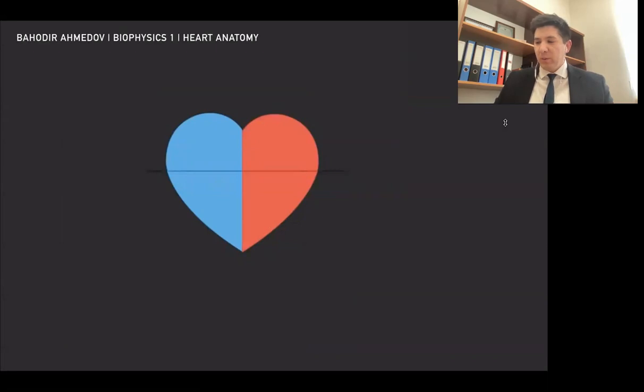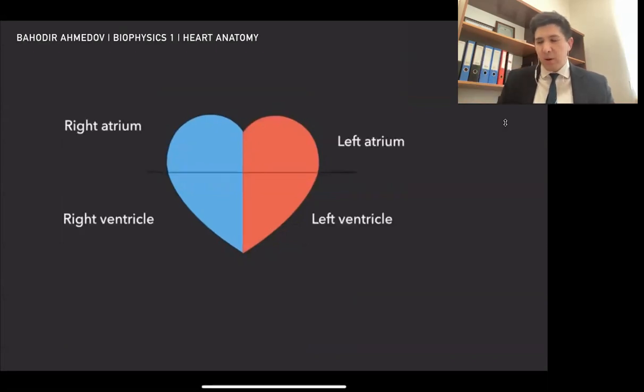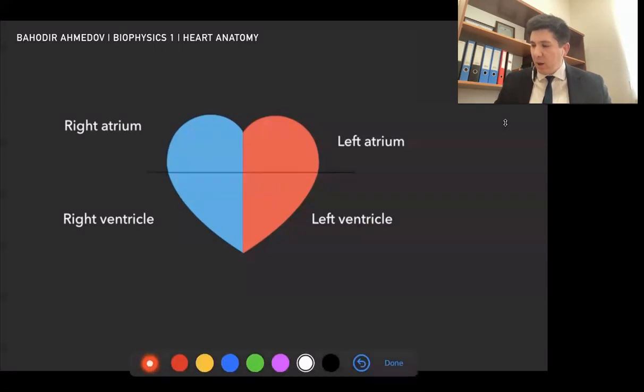The upper part of the heart is going to be called an atrium, and the lower part of the heart is going to be called the ventricle. And then we are going to split it into the right and left, and we are going to have the right atrium, the left atrium, the right ventricle, and the left ventricle. Again, the heart is going to be split into 2 parts. The upper part is called the atrium, and the lower part is called the ventricle.